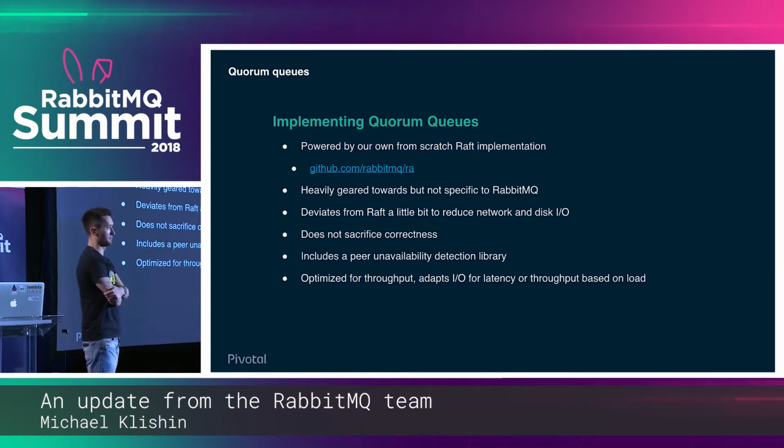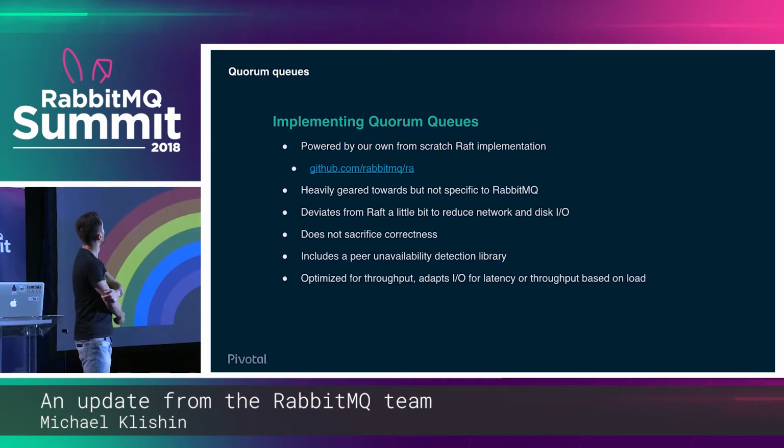It is optimized for throughput as opposed to latency, but it adapts the way it does I/O. So if it has a huge backlog, it will fsync in larger batches. And that helps with throughput, but not latency. If it doesn't have any backlog, it will fsync in tiny batches, maybe sometimes as small as one message, right? That helps with latency and does not help with throughput. So yeah, there it is.